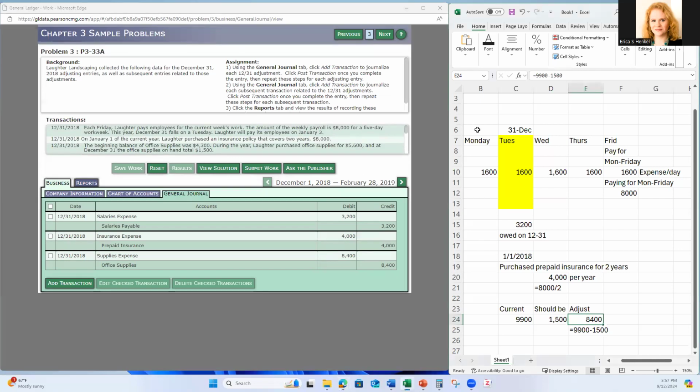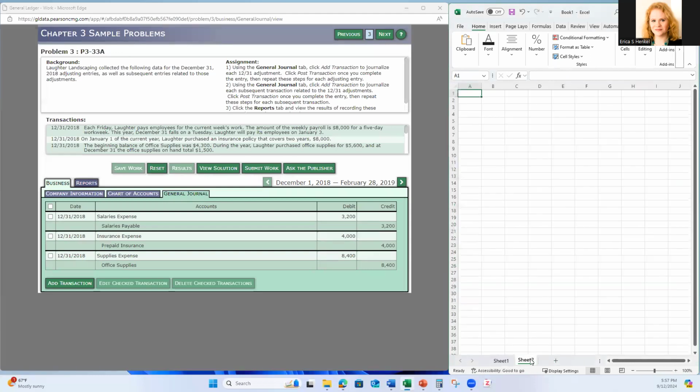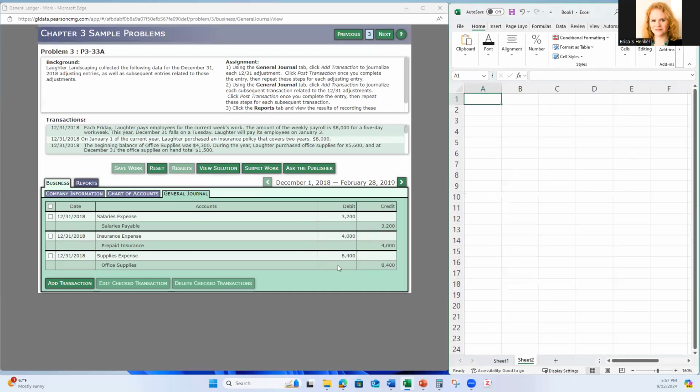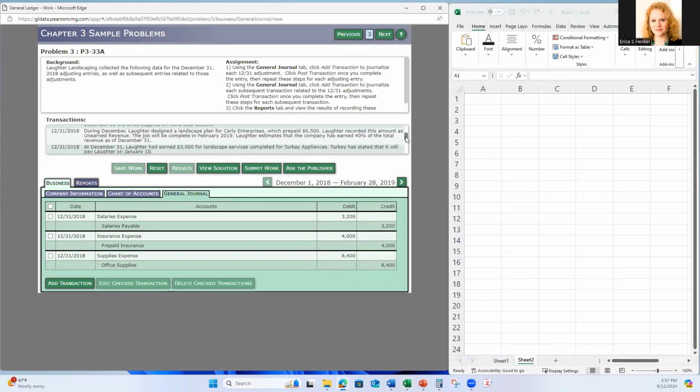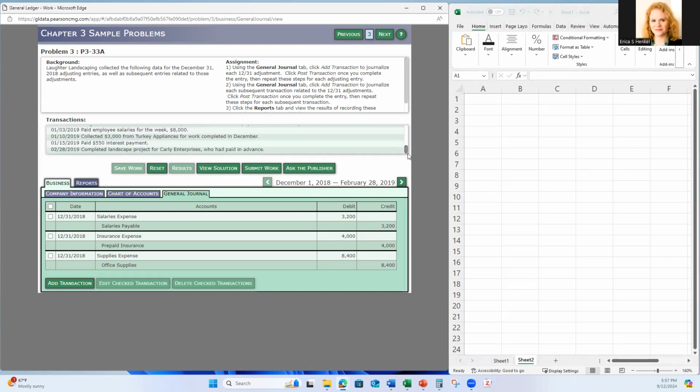So not just 3 entries, there's some more we got to do here. So I'm going to go ahead and open up a new tab here, so I've got a nice clean sheet in case we want to do any more muddling around. But okay, so we did our office supplies adjustment. Now we got to scroll down to additional adjustments that we've got to make here, because the subsequent ones that they're talking about are actually on this list if we scroll down.